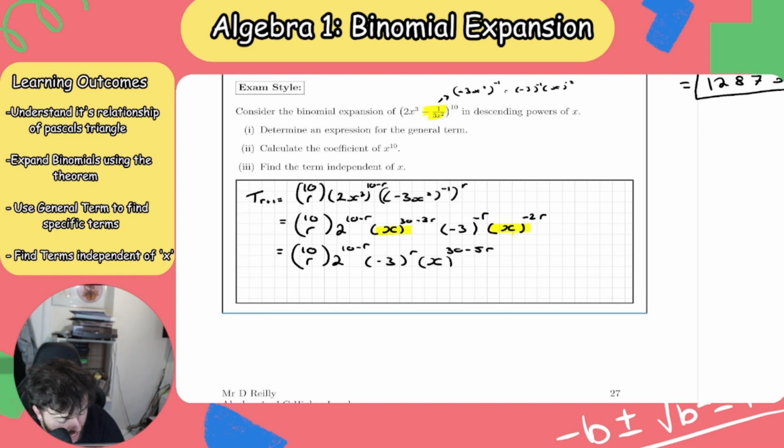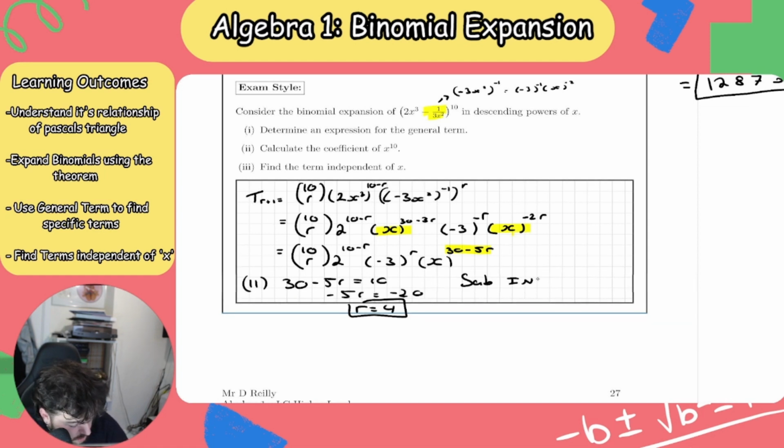Next part, same question as before. Calculate the coefficient of x to the power of 10. So therefore, this has to equal 10. 30 minus 5r has to equal 10. So minus 5r is equal to minus 20. r is equal to 4. So I'm going to be looking at the fourth term of this expression.